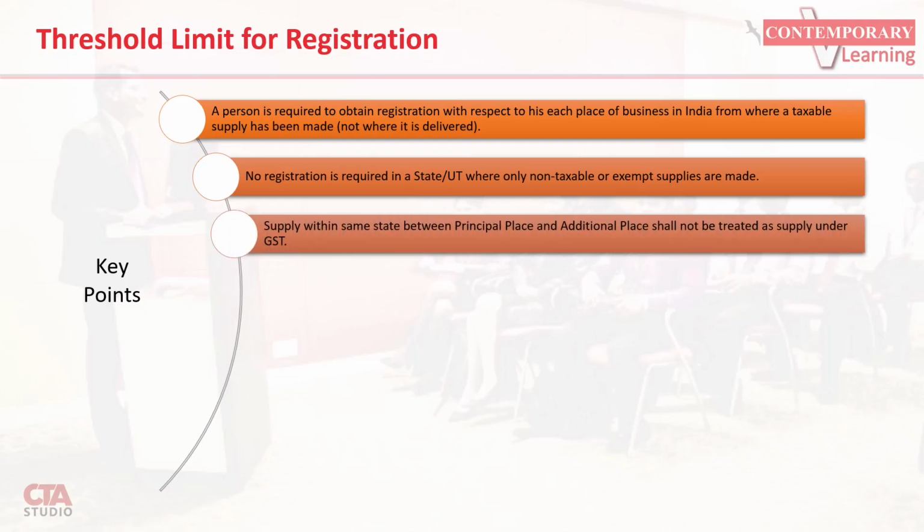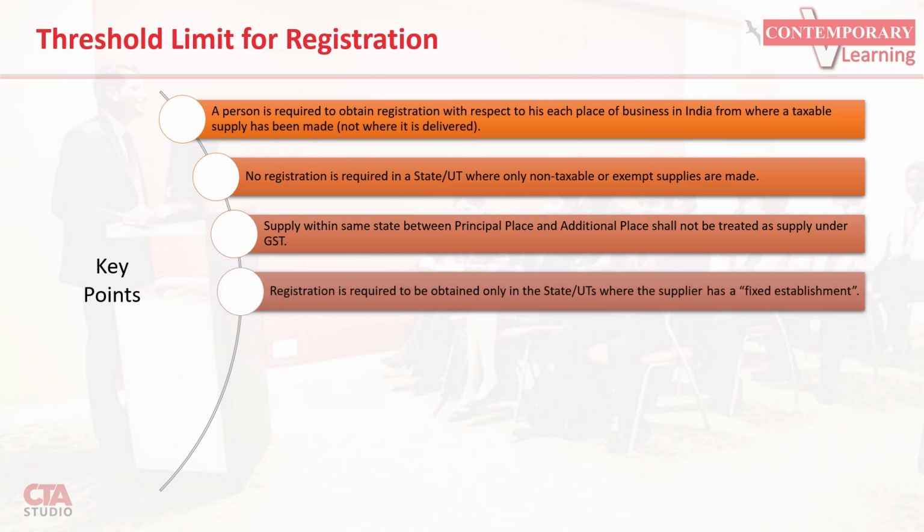Third, supplies within the same state between principal place and additional place shall not be treated as supply under GST. This prevents artificial inflation of turnover due to inter-branch transfers. Fourth, registration is required to be obtained only in the state/UTs where the supplier has a fixed establishment. Temporary presence doesn't trigger registration liability.